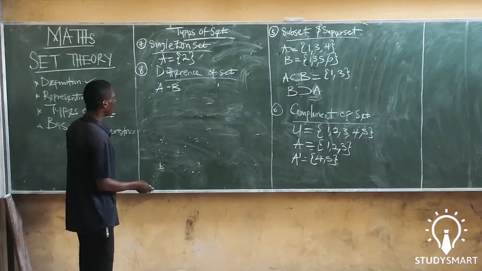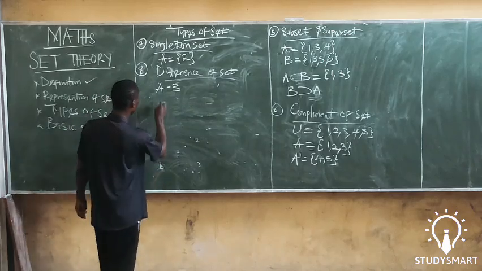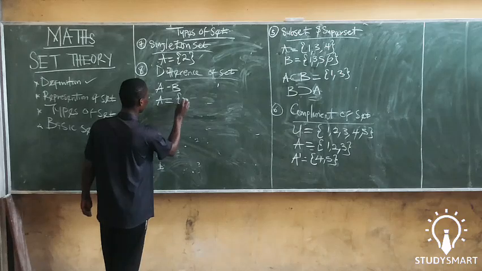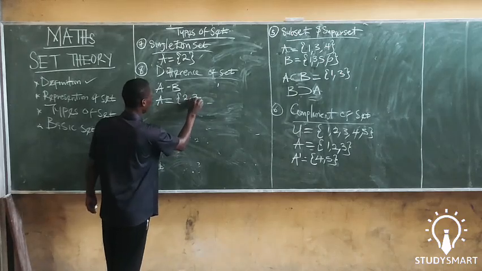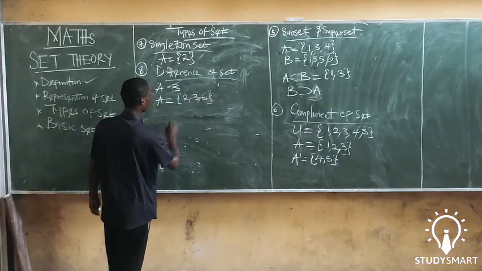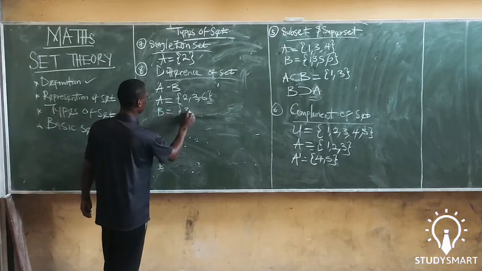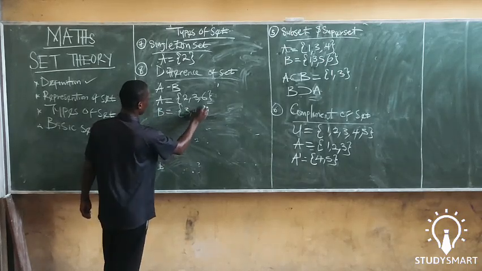For example, if I have A equals 2, 3, and 6, and I have B equals 3, 4, and 6.